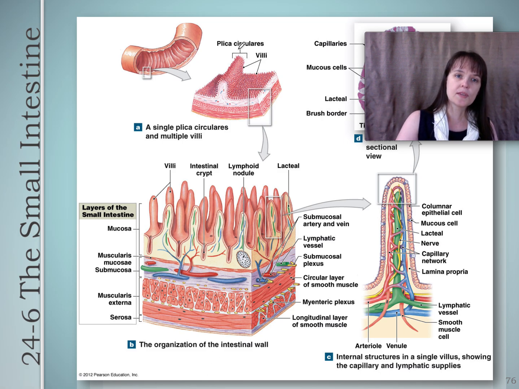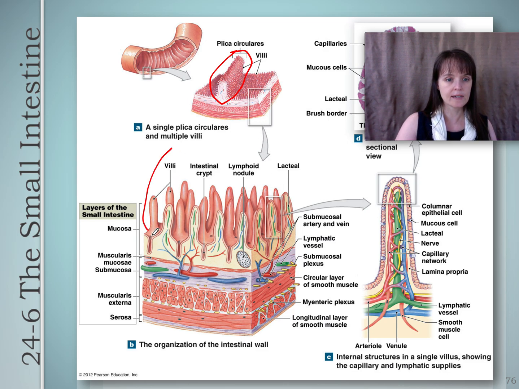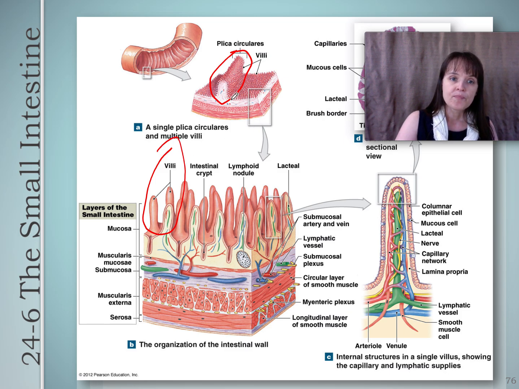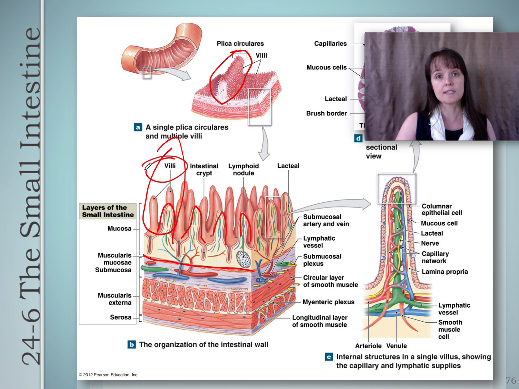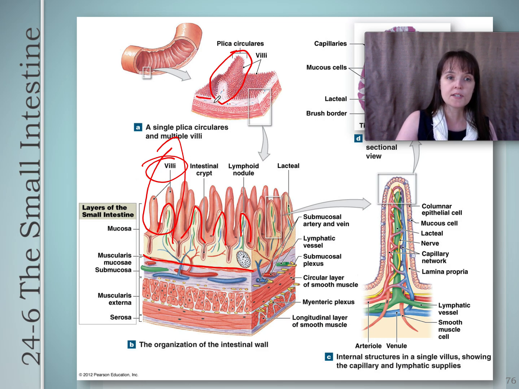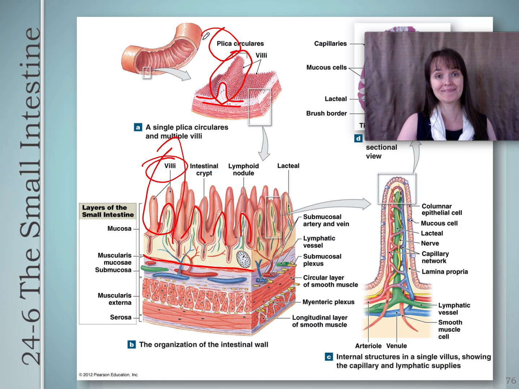Okay, so the plicae circulares here are the folds, and you can tell a fold, the plicae, from the villi: see all the little fingers, those are the little villi. Fingers are villi. So you see the muscularis mucosa here. If it's bumping up from the muscularis mucosa, it is a villus. If the muscularis mucosa is bumping up from the muscular layer, then it's a plica. And that's how you know. And then the plicae, of course, have villi.